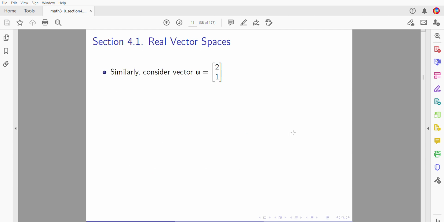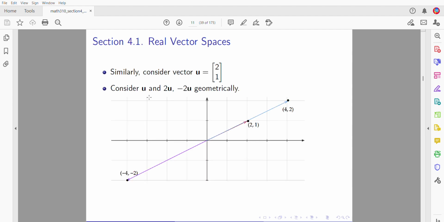Similarly, consider u equals 2, 1. Notice, if you're just given a point, the assumption is the tail is origin. That's 2, 1. Look at 2 times u. 2 times u is 4, 2. So it's the vector in the same direction, going in this direction. 4, 2 is the same direction as u, double the magnitude. What about negative 2u? It's in the opposite direction. That's what the negation does. Opposite direction and twice the magnitude. So that's negative 4, negative 2.